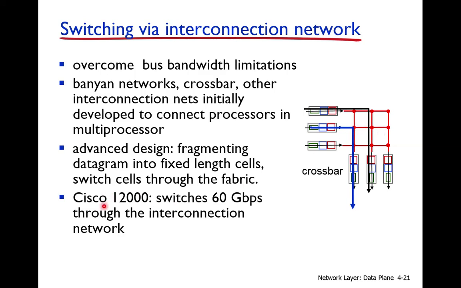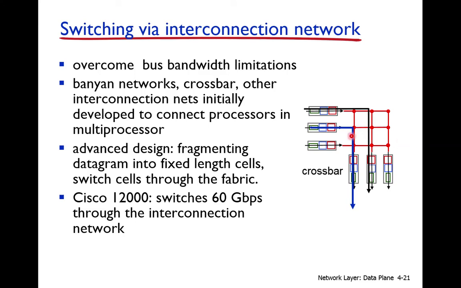This is basically used in the Cisco 12000 series. It achieves a speed of 60 Gbps through this interconnection. So you can note that when a network engineer wants to purchase a router, rather than looking only at the number of input ports and output ports, it is also very important to look at how the switching fabric is performed.